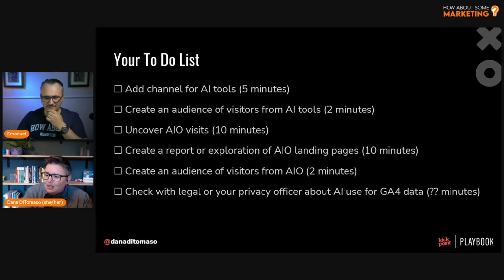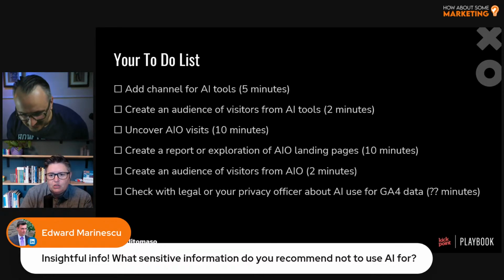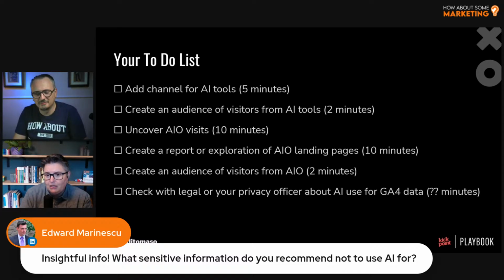Edward had a great question. What sensitive information do you recommend not to use AI for? Yeah, I think one of the things that people make a lot of mistakes on are things like on-site searches, especially if it's for a site where people are looking for health information. You want to avoid that.